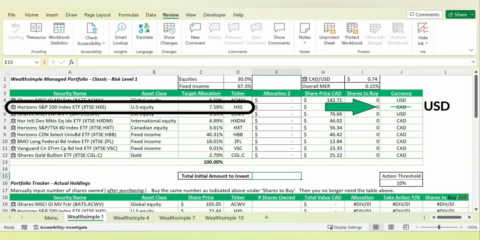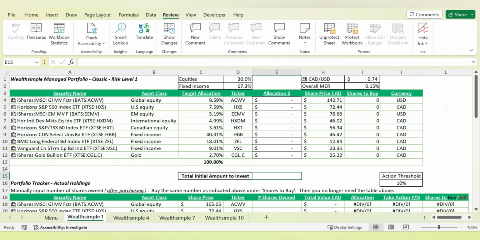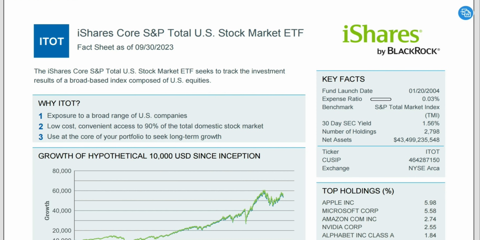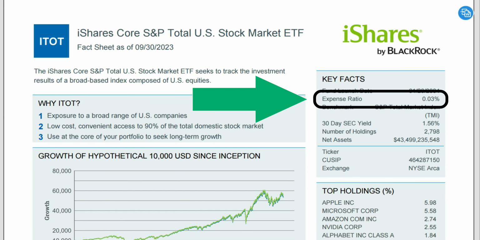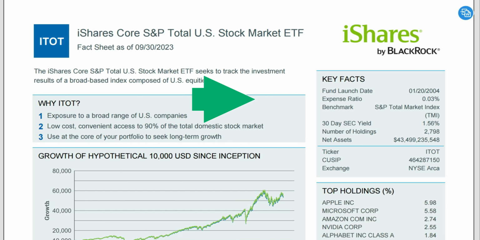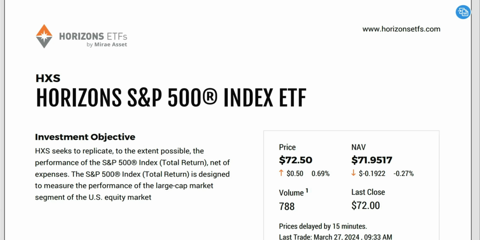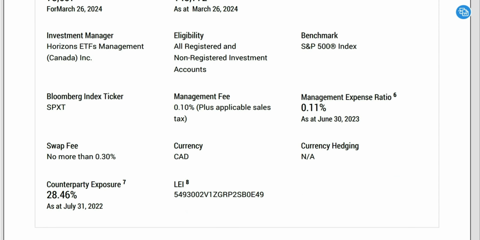Some US dollar equity ETFs have very low MERs. ITOT, for instance, has an MER of only 0.03%. It tracks a US equity market index that is measured by market cap. And HXS, for all intents and purposes, does the same thing. It attempts to replicate the S&P 500, which doesn't provide the same small and mid-cap equity exposure as ITOT, but that shouldn't have an effect on the MER. And as you can see, the expense ratio for this ETF is 0.11%, which is not bad at all for a Canadian dollar US equity ETF.